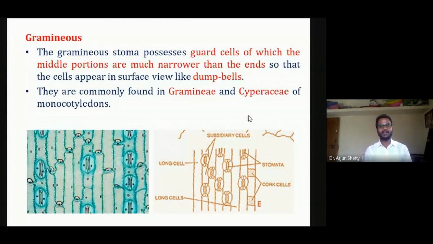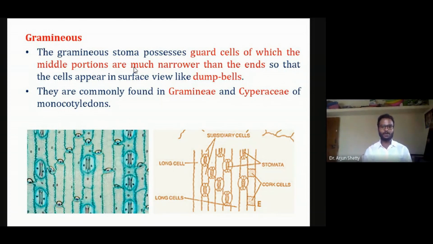Now coming to the gramineous type. As I already told you, in the monocotyledons we are going to see the parallel arrangement of the stomata. Just see, that is the parallel arrangement of the stomata. One stomata which is parallel arranged to the next, one stomata which is again parallel arranged to the next. Just 1, 2, 3, 4. You can see that instead of the irregular distribution of stomata as in dicotyledons, in the monocotyledons we are going to see parallel arranged stomata.